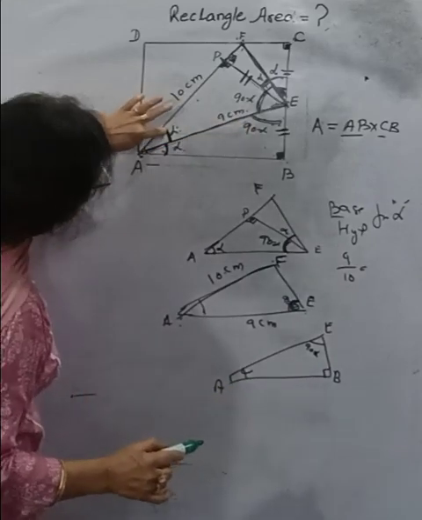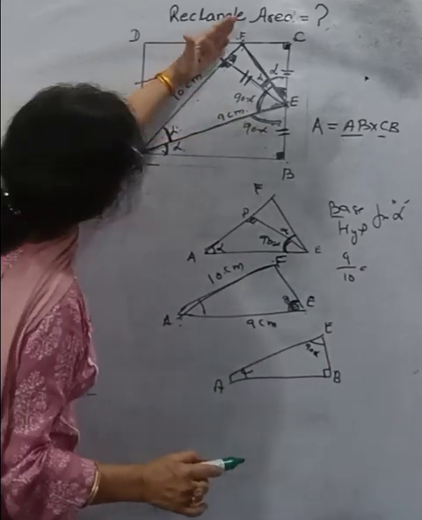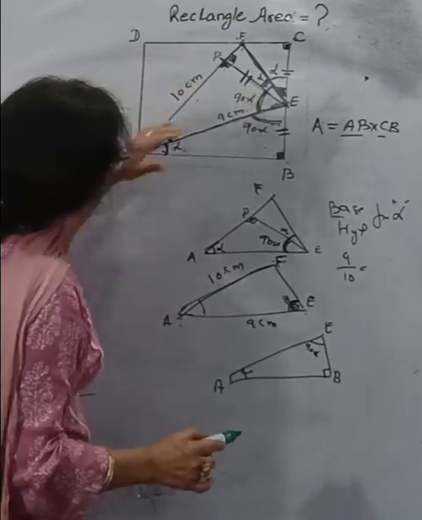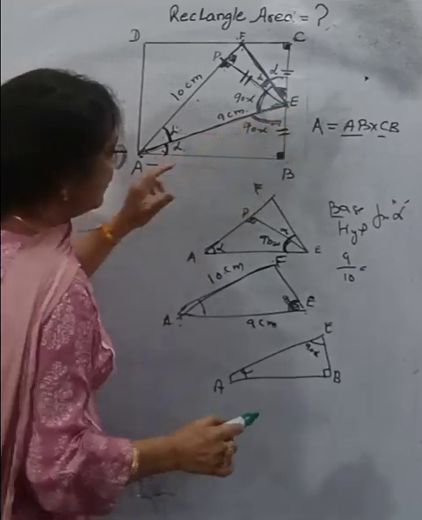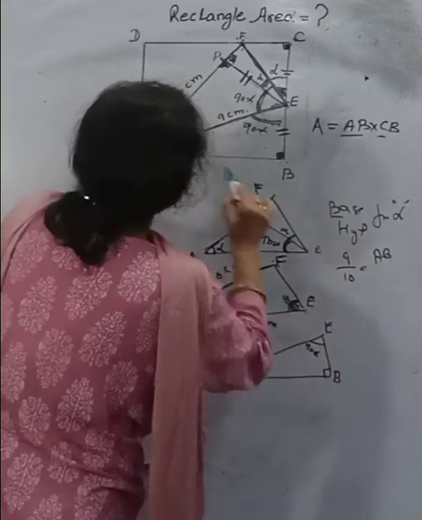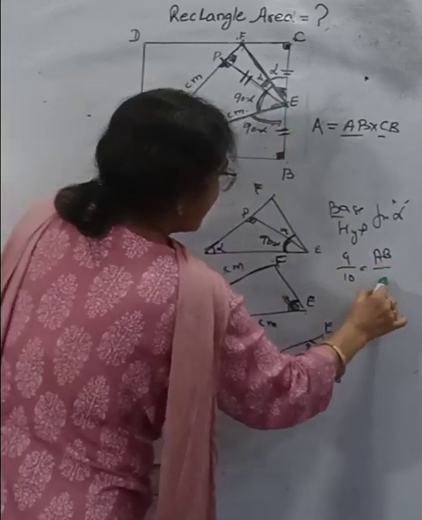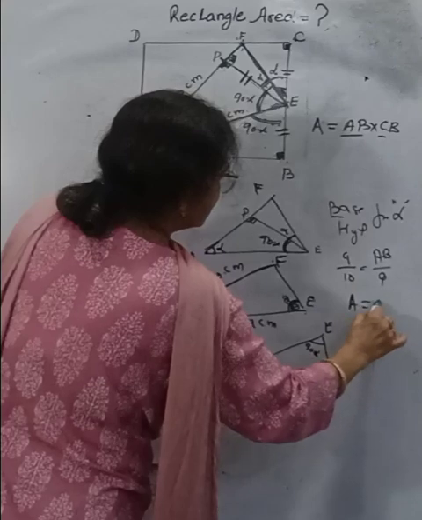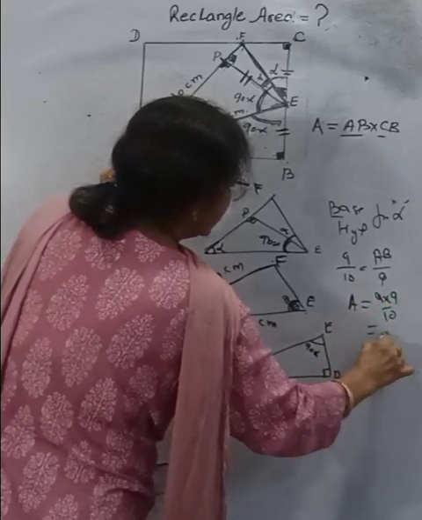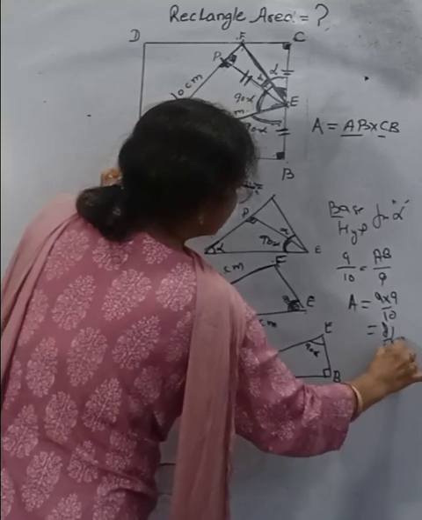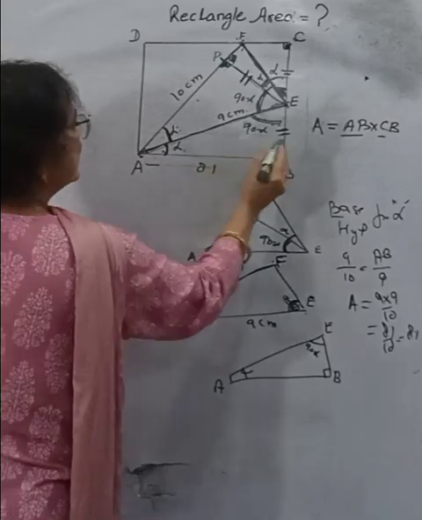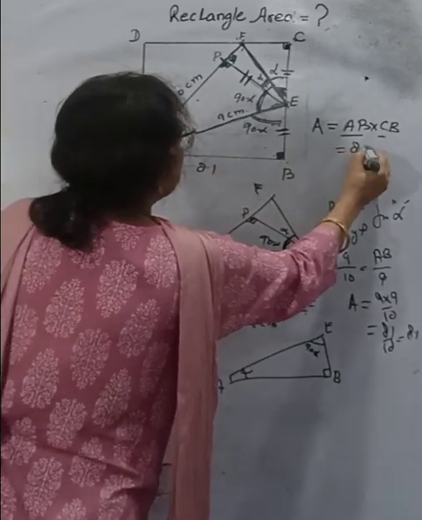Base upon hypotenuse for this angle alpha, which is given to us as 10, will be equal to base upon hypotenuse of this triangle ABF. The base is AB and the hypotenuse is 9. It means AB will be equal to 9 into 9 by 10, that is 81 by 10, which is equal to 8.1. It means this length becomes 8.1. AB is equal to 8.1.